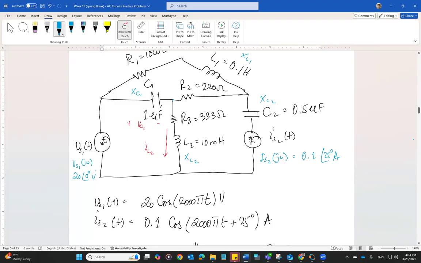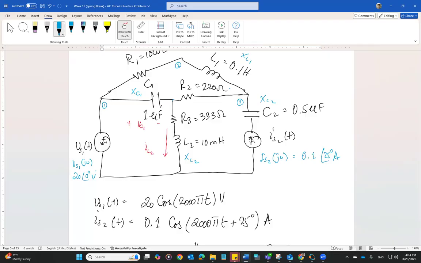If you go with KVL and mesh analysis, then you have, of course, this mesh. Let's call it mesh number 1. You have mesh number 2, and then you have mesh number 3. Out of these 3 meshes, for mesh number 3 we already know the current because that's the current of the current source. For mesh number 1 and mesh number 2, we will have to apply KVL and mesh analysis and establish two equations to calculate the current in those two meshes.